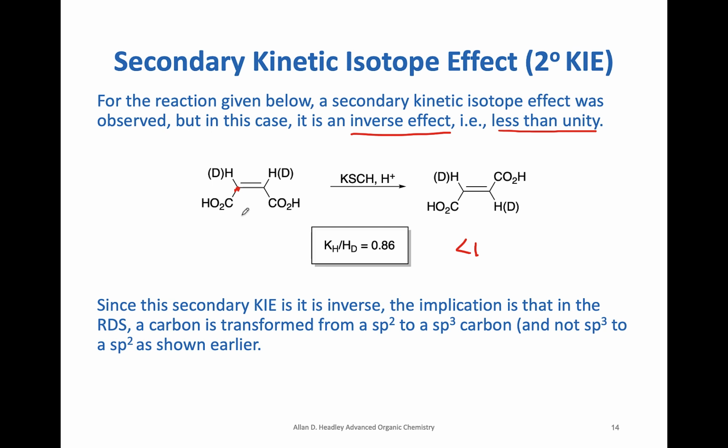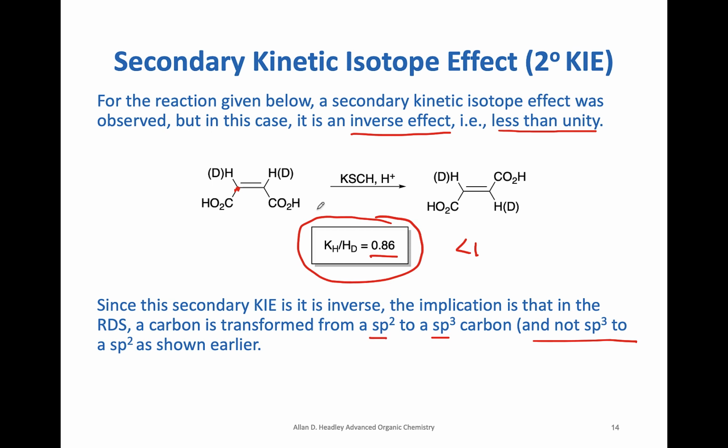So let's use that information here to propose a mechanism. Again, since it's less than 1, a carbon is transformed from sp2 to sp3 in the rate determining step, and not sp3 to sp2 as we have shown earlier for the SN1 type reaction. So the question now is, can we utilize this information here to propose a mechanism?